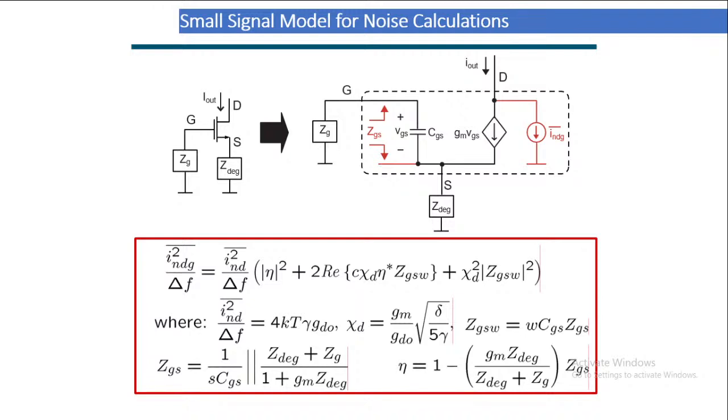So this is basically the small signal model. What is the noise current that we have found out? The expression is above, and this expression is used for the noise model. You are not required to derive these expressions, just remember them. That is what is required.